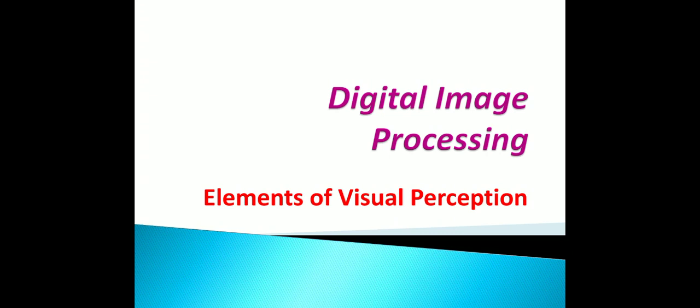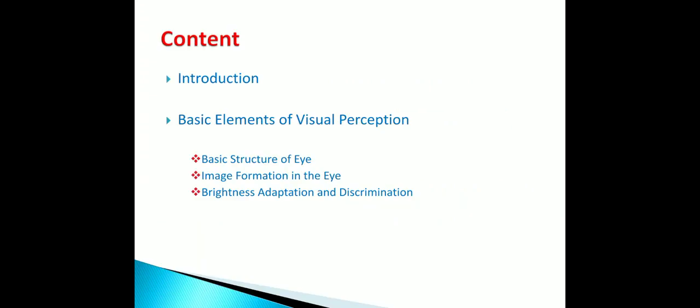Let us see today in digital image processing one important topic, that is elements of visual perception. The content of elements of visual perception: first a small introduction, and then we will see the basic elements of visual perception. In the basic elements we will see the structure of the eye, image formation in the eye, and brightness adaptation and discrimination.